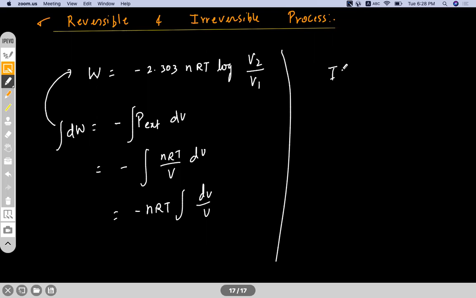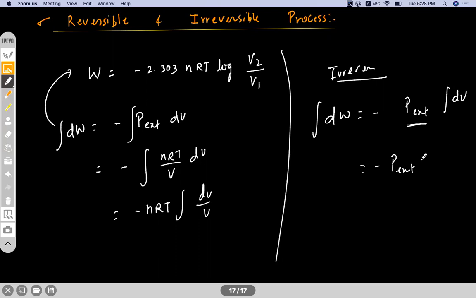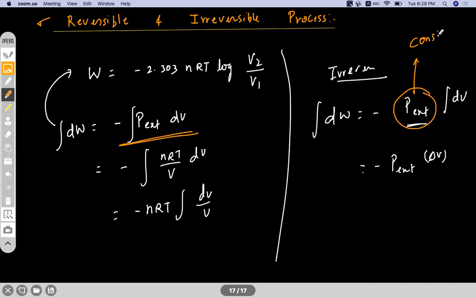If it is irreversible process, don't write this, okay? Irreversible process, then the integral of dW is equal to minus P external dV. In case of irreversible process, P external we take outside the integral sign. And hence the formula would be P external into delta V. This is the formula we have for irreversible process. So the point I'm trying to make is that if it is reversible process, P external is inside the integral sign. If it is irreversible process, P external is outside the integral sign, which means this P external is constant here. In a reversible process it is not constant. Then only we can do this, yes or no?